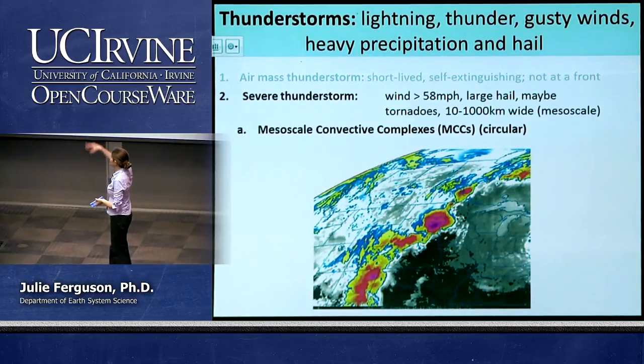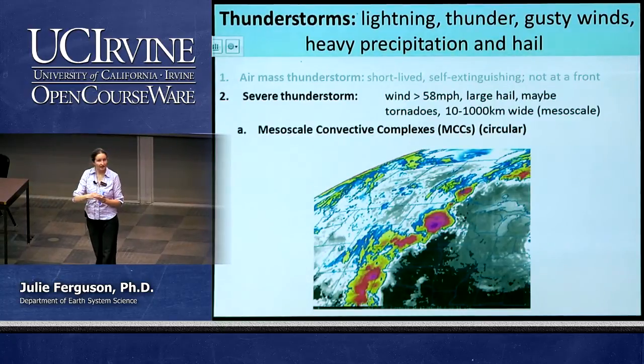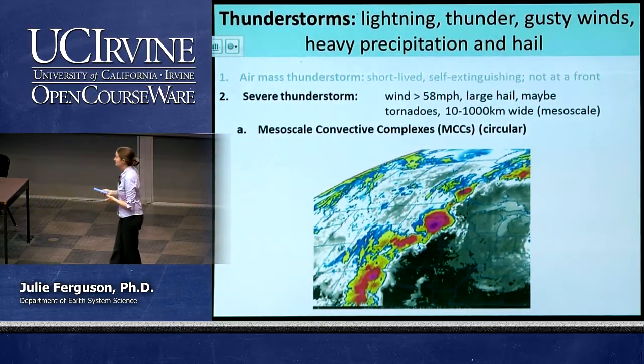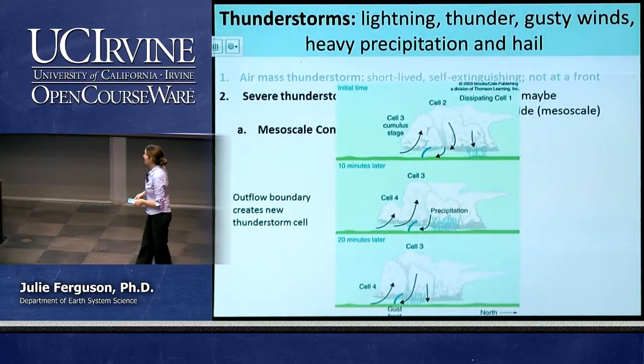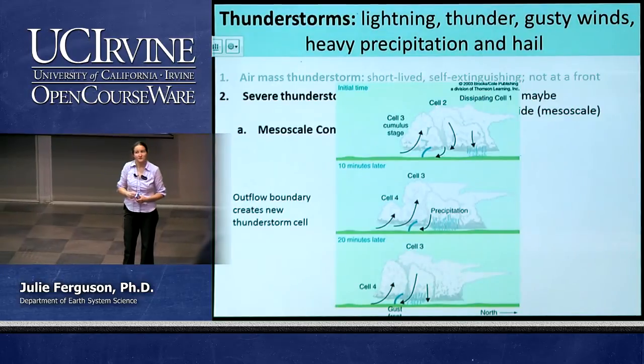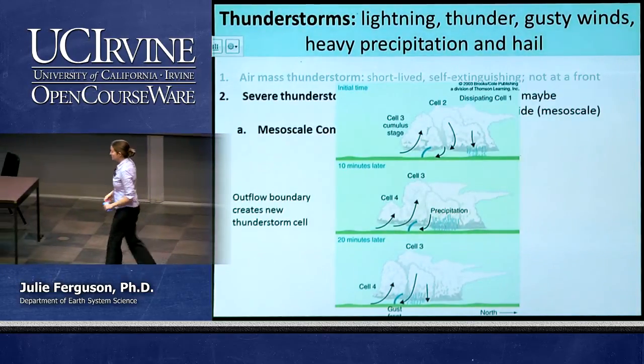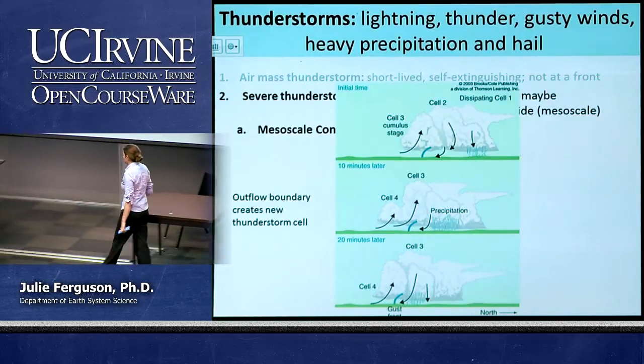Okay, so here's a little image of what these things look like, and those bright colors there represent little individual thunderstorms. So let's think about how they form and how they keep themselves going. Why don't these ones die out like our little air mass ones did? So I want you to look at my three diagrams here.